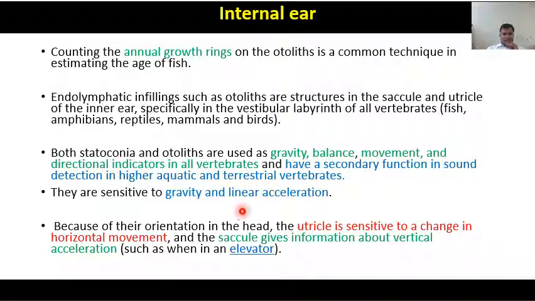They are sensitive to gravity and acceleration. Because of their orientation in the head, the utricle is sensitive to changes in horizontal movement, while the saccule is for vertical movement.